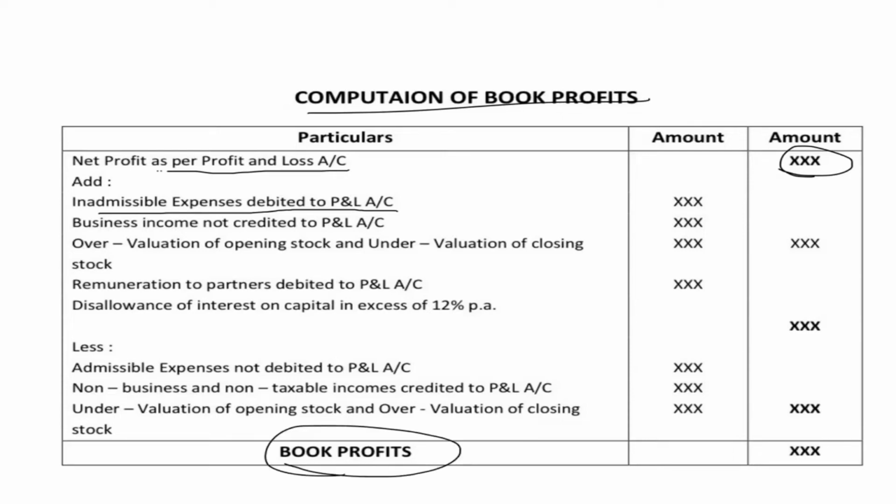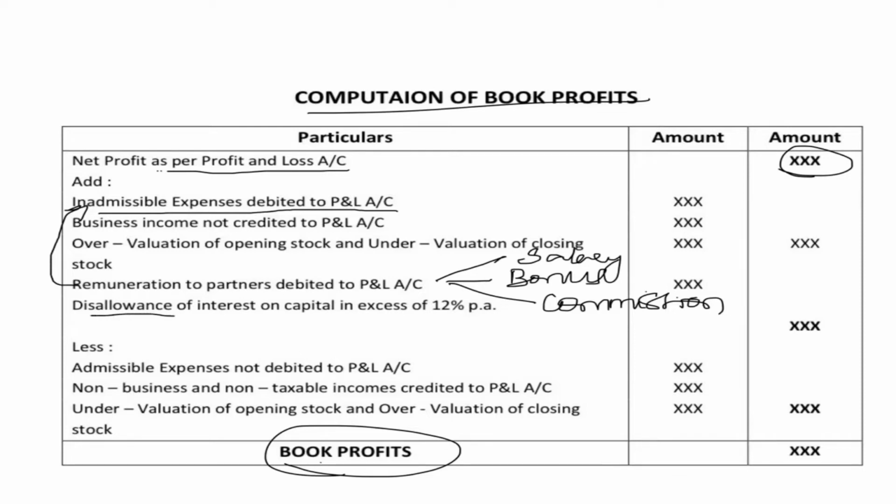That means any kind of remuneration given to partners in the form of salary, bonus or commission will be added back as inadmissible expense to the net profit to get proper book profit.